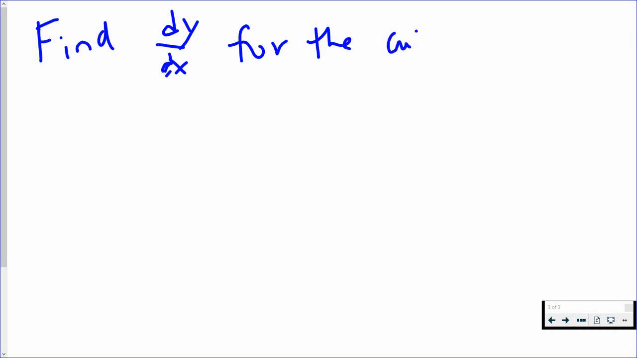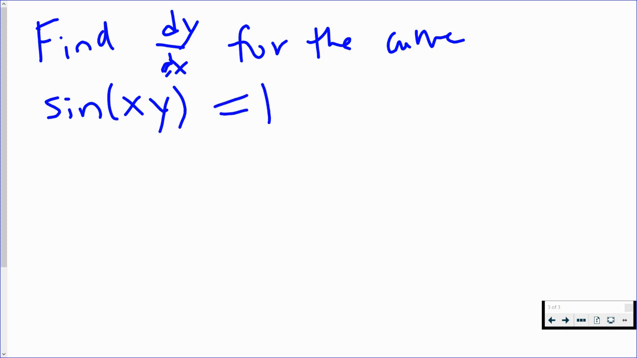Okay, let's try another one. Let's say that we want to find an expression for dy/dx for the curve sine of xy equals 1. Okay, so let's start taking that derivative.